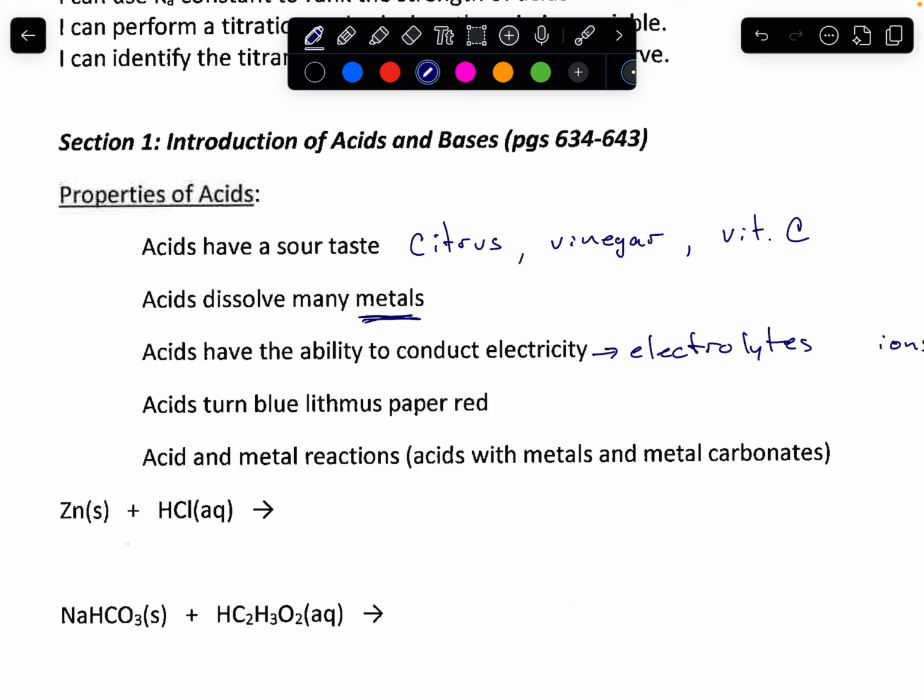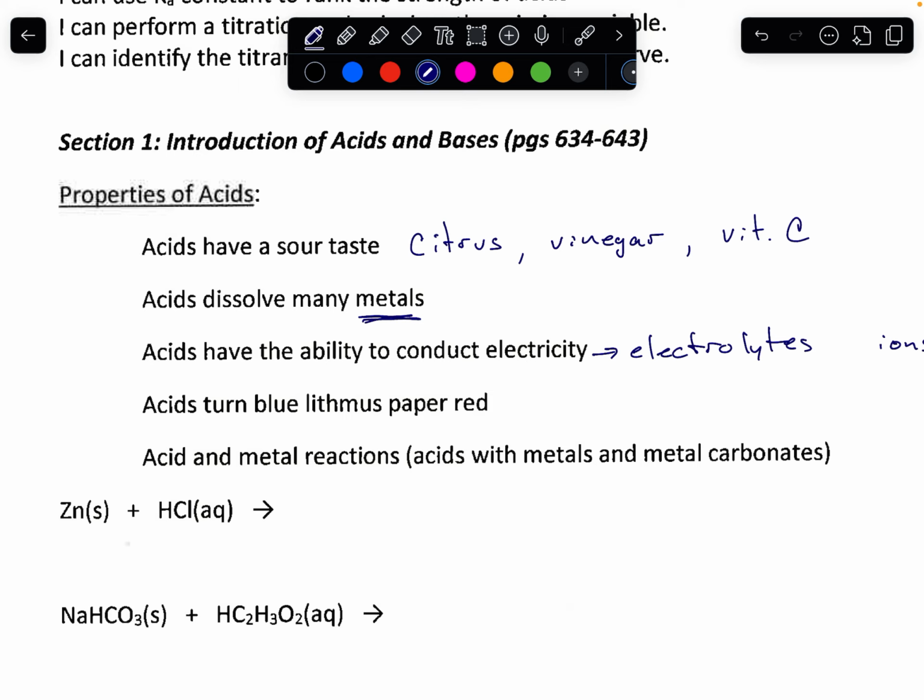Another good way to tell if I have an acid is using a test called the litmus test. Litmus is something we call an indicator, it just tells us whether something is acid or base. We have blue litmus paper, so it's literally blue. If I dip it into an acid, that blue litmus paper will turn red. Likewise, if I have some red litmus paper and I dip it into a base, it'll turn blue. So remember, acids are red, bases are blue.